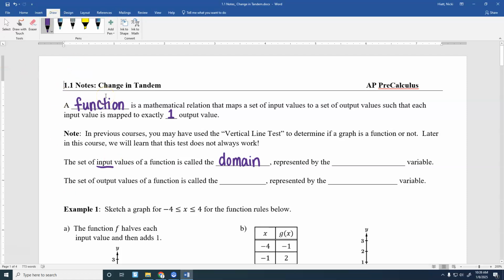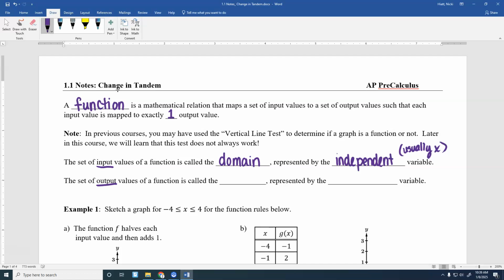So domain, typically it's the X variable, but it doesn't have to be the X variable. We're going to call it the independent variable. And if you want to put up here, usually X, that's fine. But we'll see them use T as the independent variable a lot for time. And they can use any letter they choose for it. It's just typically X.